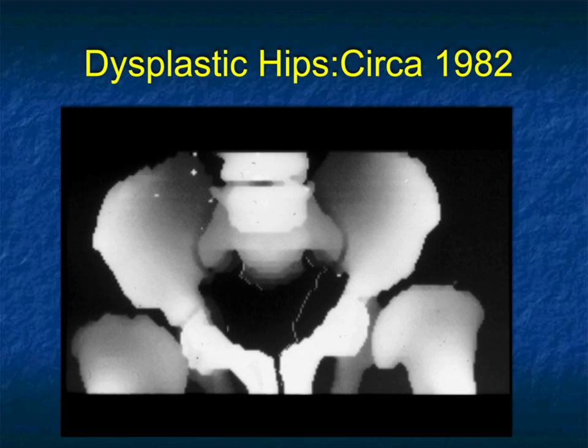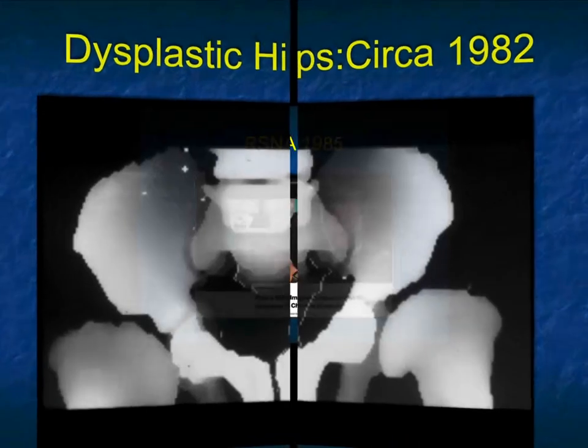By 82, we did a few images like this. This is dysplastic hip. But again, shaded surface display, thick sections, binary classification. Everything is black and white. But it was a step toward 3D.